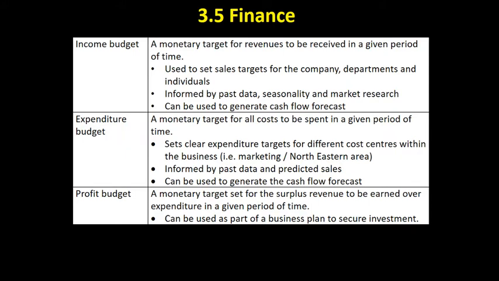An expenditure budget is a monetary target for all costs to be spent in a given period of time. These can be helpful because they set clear expenditure targets for different cost centres within the business. So that might be, for example, a particular branch, a particular department like marketing, or a particular geographical area. Either way, a clear expenditure budget should allow the management and the teams within those different divisions to know how much money they've got to spend within that time period.